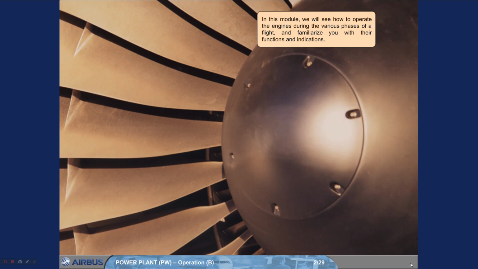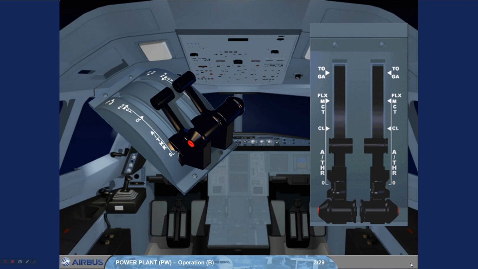In this module, we will see how to operate the engines during the various phases of a flight and familiarize you with their functions and indications. On ground, thrust control is entirely conventional. The thrust lever position determines the thrust.